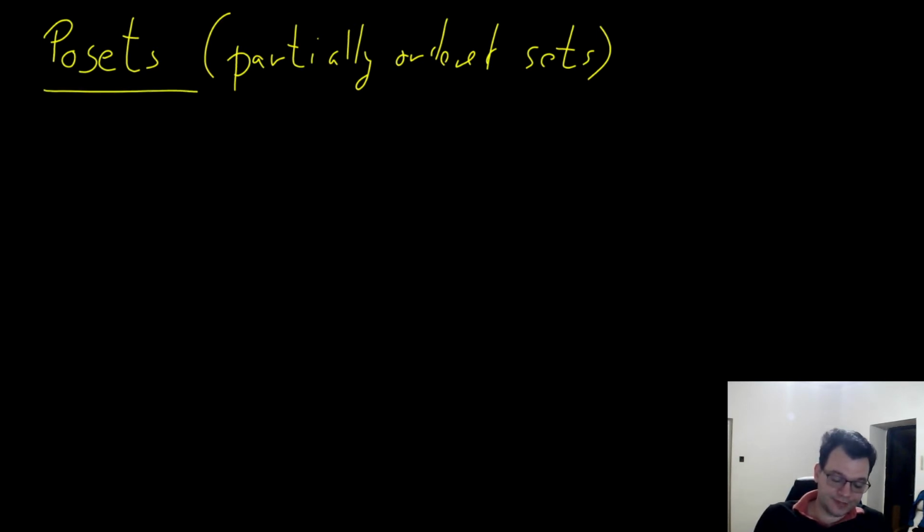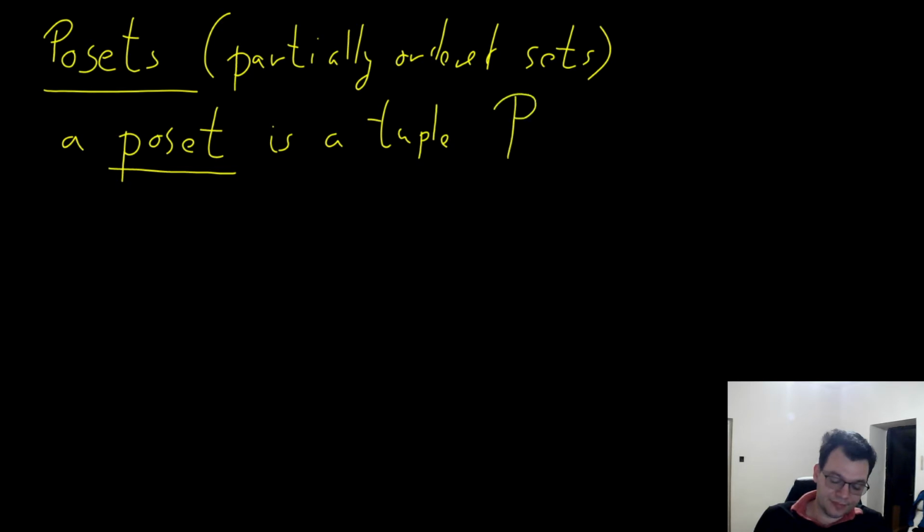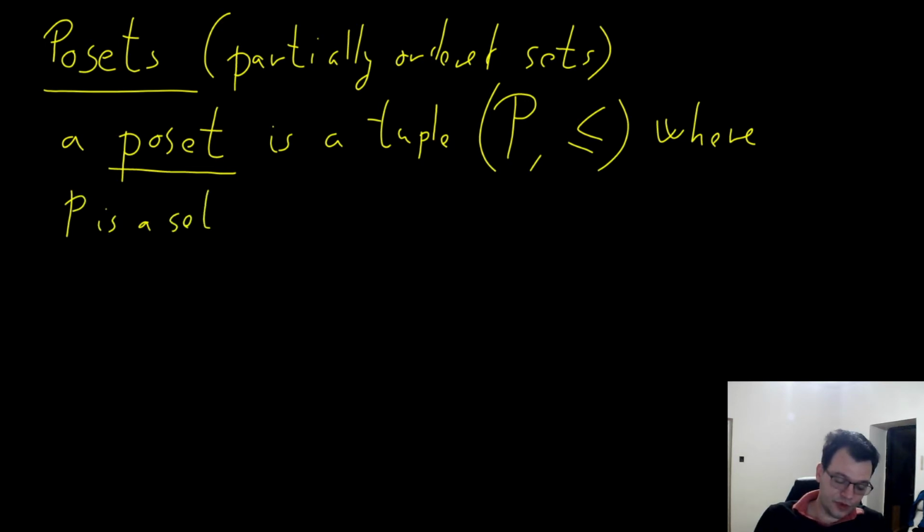So the poset, and the sad news is the posets are usually also denoted by P, by capital P. So a poset is a tuple, a pair, P and the relation, where P is just a set of objects, of elements.